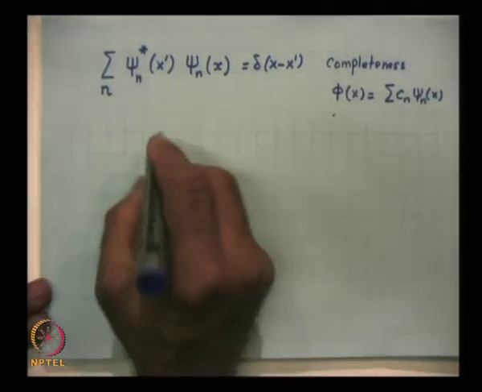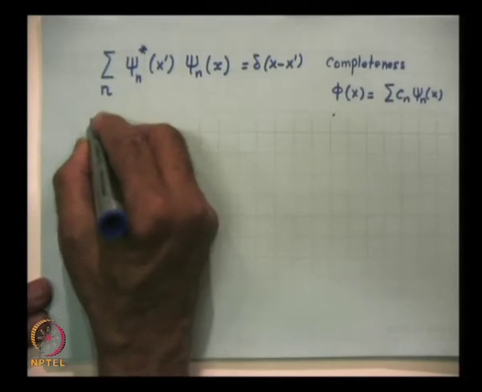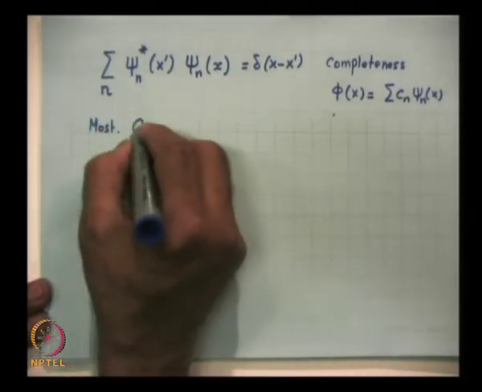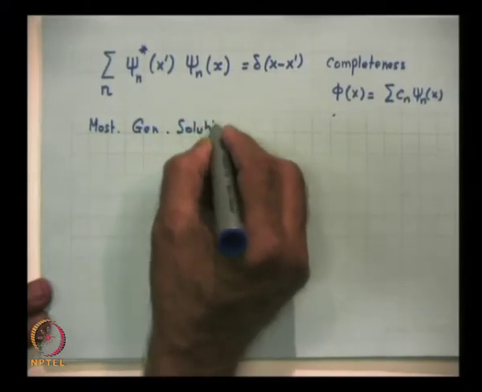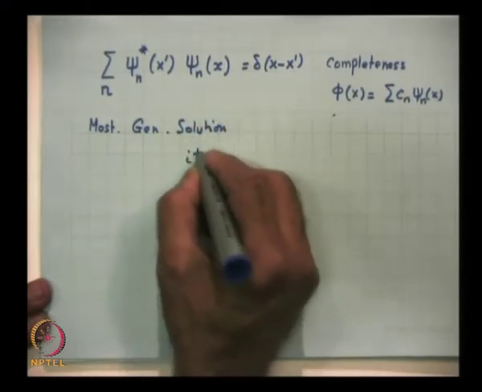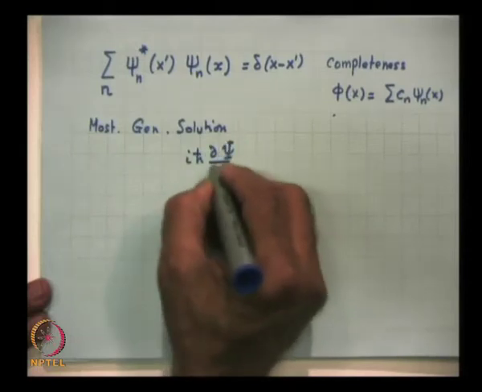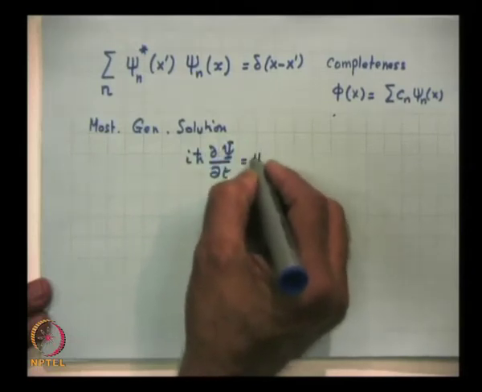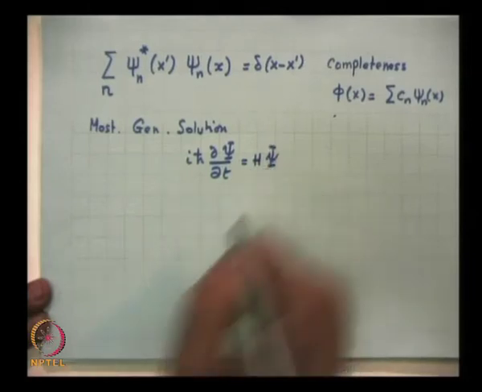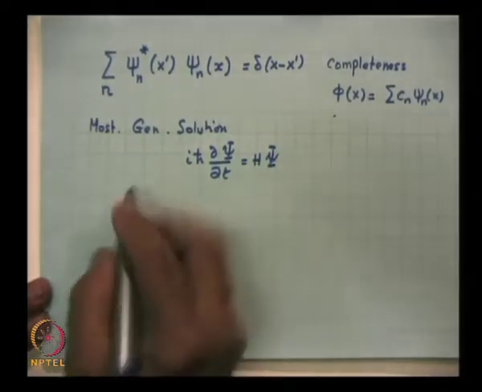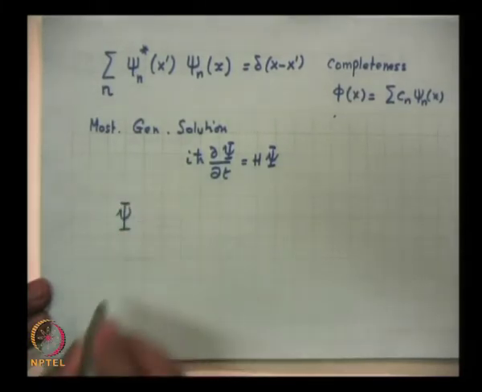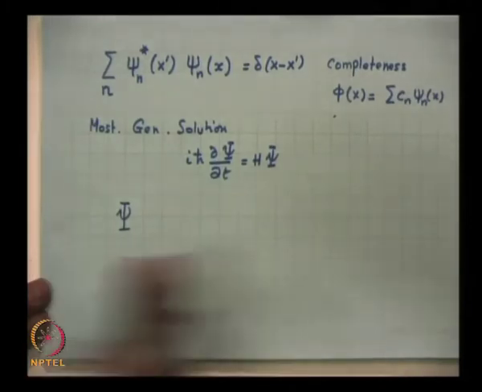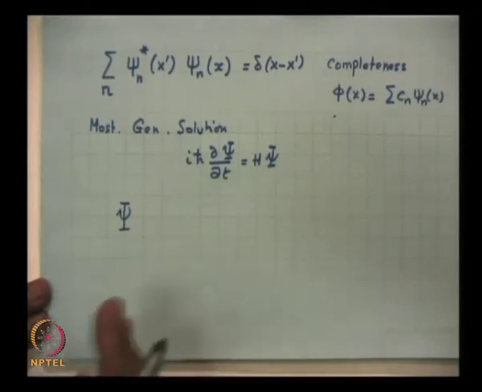And therefore, the most general solution of the one dimensional Schrodinger equation, that is i h cross delta psi by delta t is equal to h psi, where h corresponds to the linear harmonic oscillator problem, will be given by psi. When I write capital psi, that means it is a function of x and time. When I write small psi, then that is a function of x only.